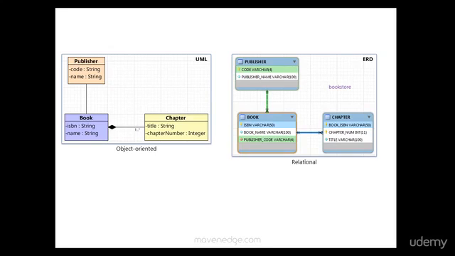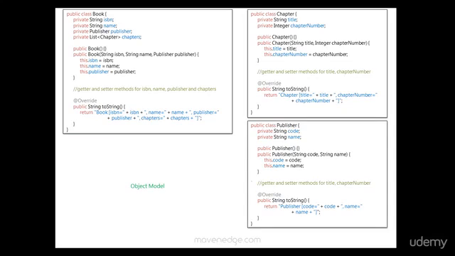And here are the three tables we'll be having in a Bookstore database: the book table, publisher table, and the chapter table. And the relationship between these tables is shown in the diagram here, where the tables are associated with each other with the help of their foreign keys. So here are the classes that we have in our application. And all the classes have the getter and setter methods for their data attributes, and also a toString method to print a meaningful output for their objects.